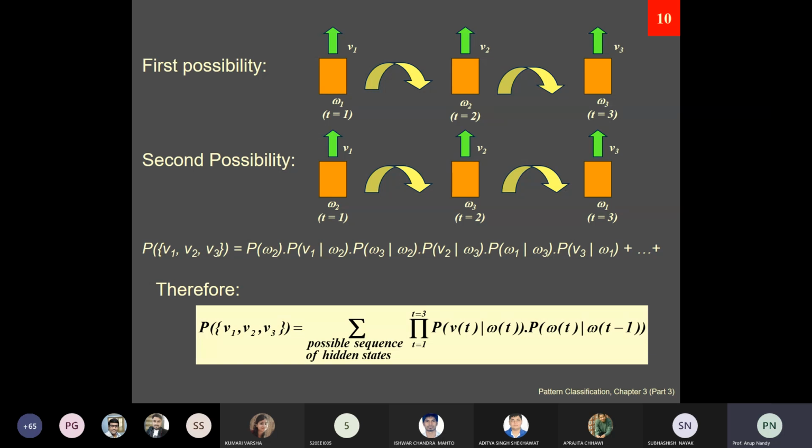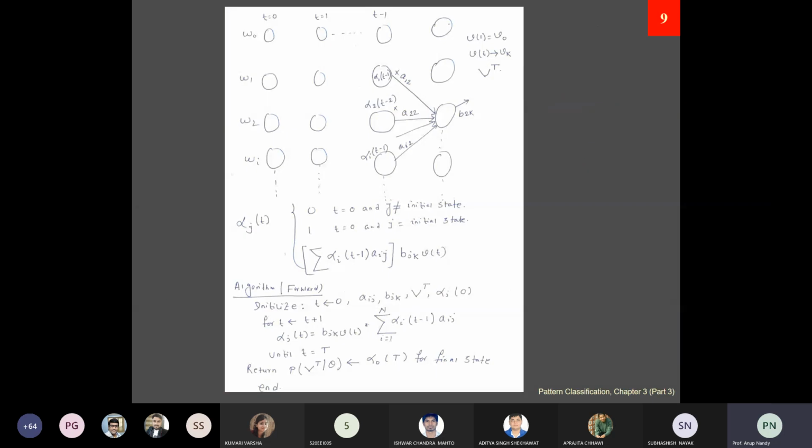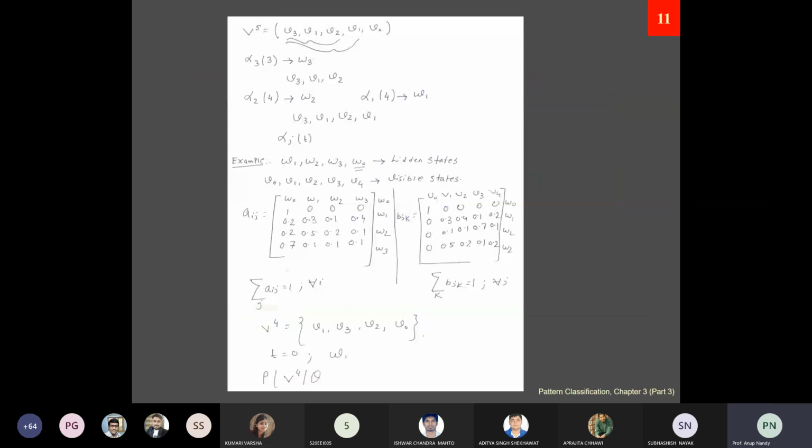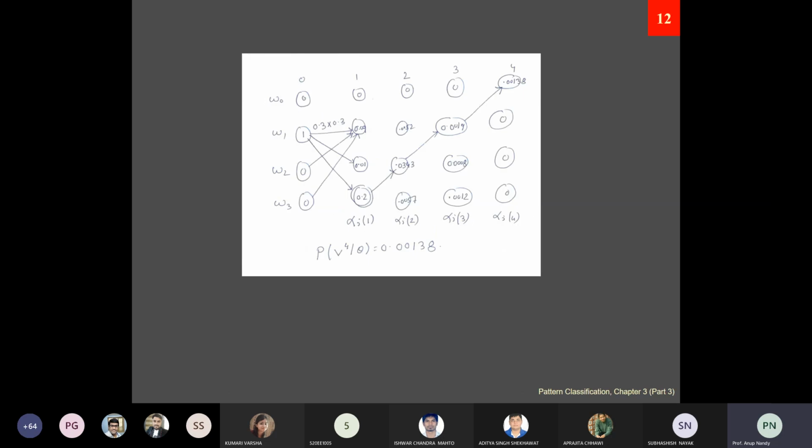So now what is this? This probability V1, V2, we have done this with the formula. There are possible sequences of hidden states, and a summation of these things. So we will not do it, we will do only this thing. Okay, so now we'll take one example to see how we are going to generate it.